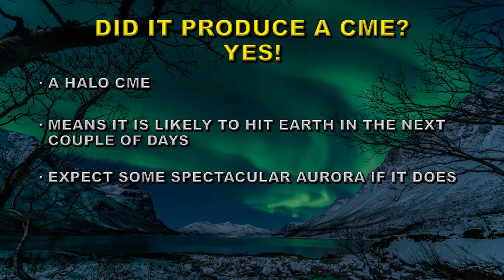Whenever you see a flare of this sort of magnitude, the first thing you do is ask, did it produce a coronal mass ejection, and is that coronal mass ejection heading towards Earth? So we can see here in the upcoming video from the LASCO C2 instrument that there was indeed a CME. It was a halo CME, which means it is coming towards Earth, and that means it's likely to hit the Earth in the next couple of days. So we can expect some spectacular aurora from it, and possibly a quite strong geomagnetic storm.